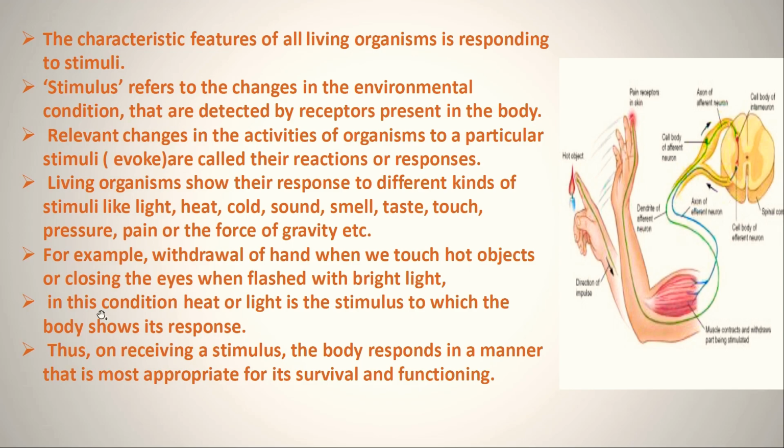Some more examples are withdrawal of our hands when we touch hot objects, or closing of our eyes when bright light flashes on our eyes. In these conditions, heat and light are the stimulus to which the body shows its response. So on receiving a stimulus, the body responds in a manner that is most appropriate for its survival and functioning.